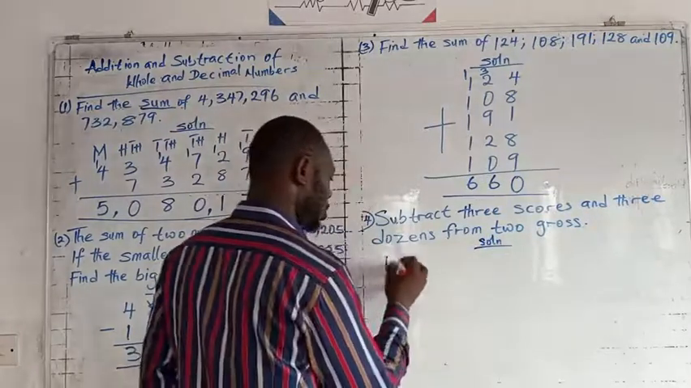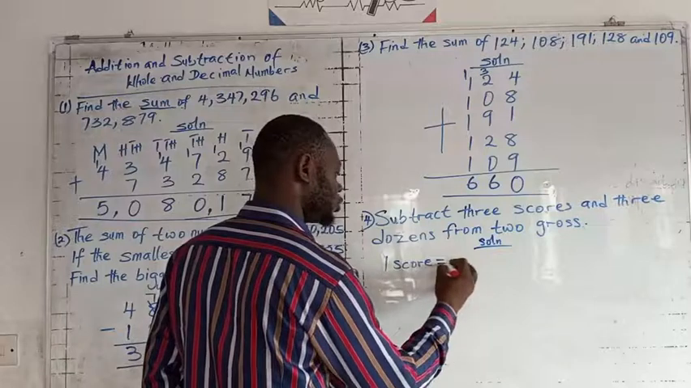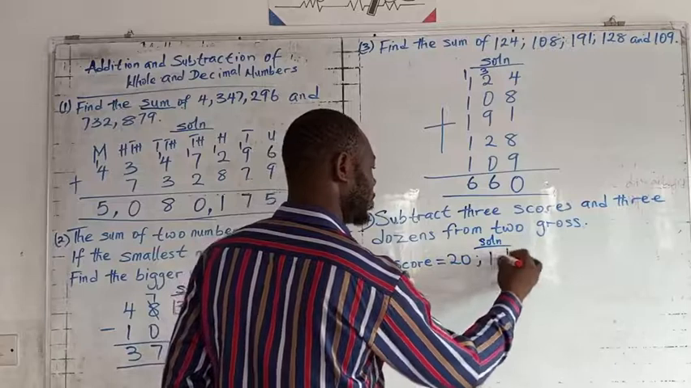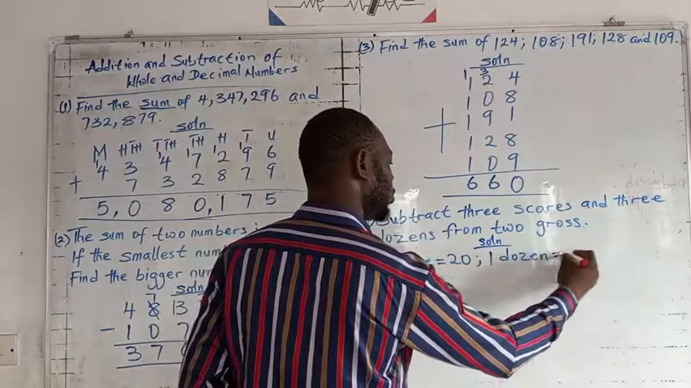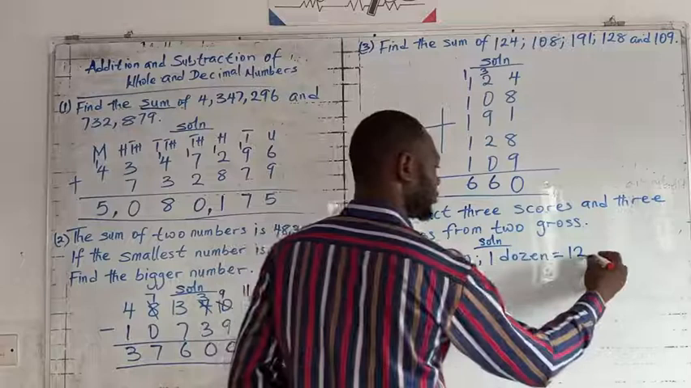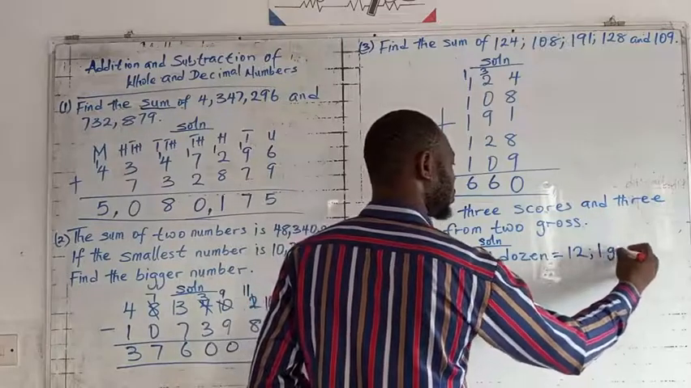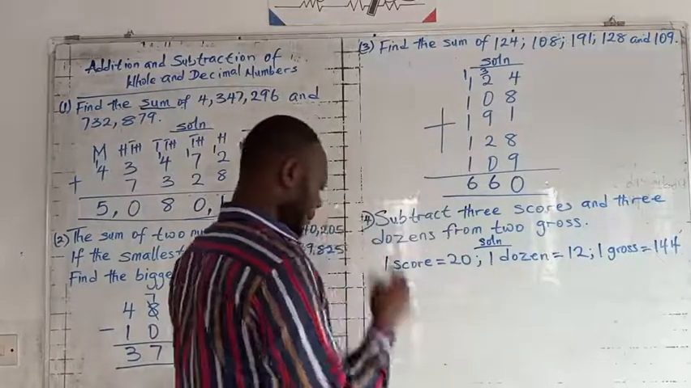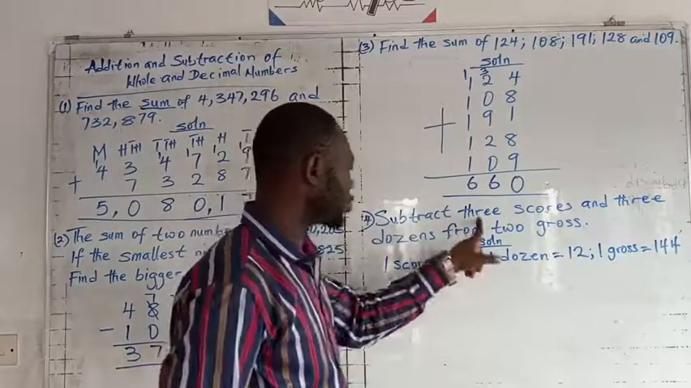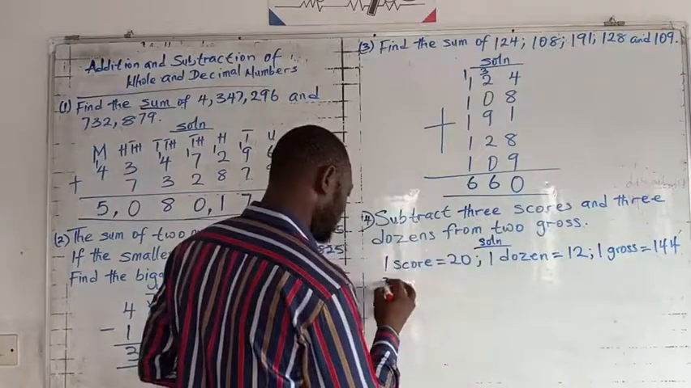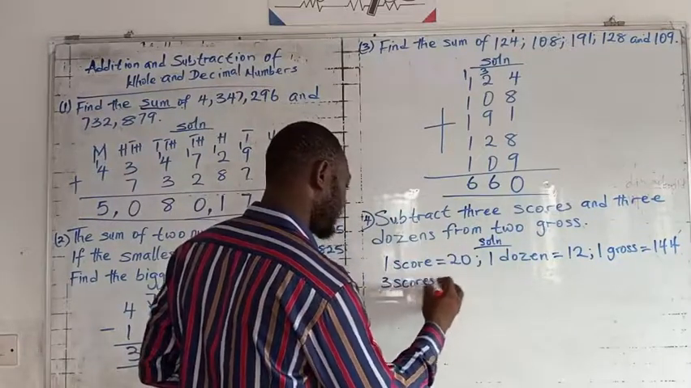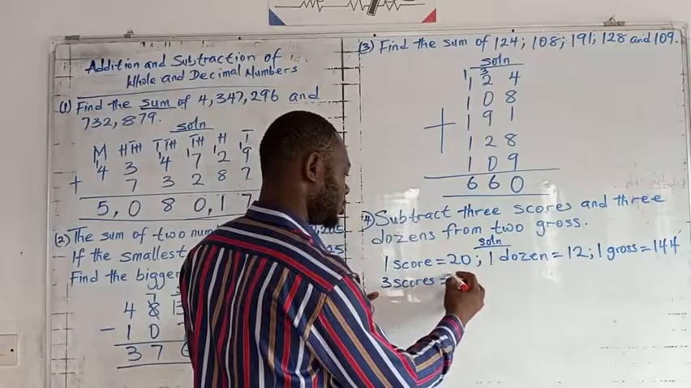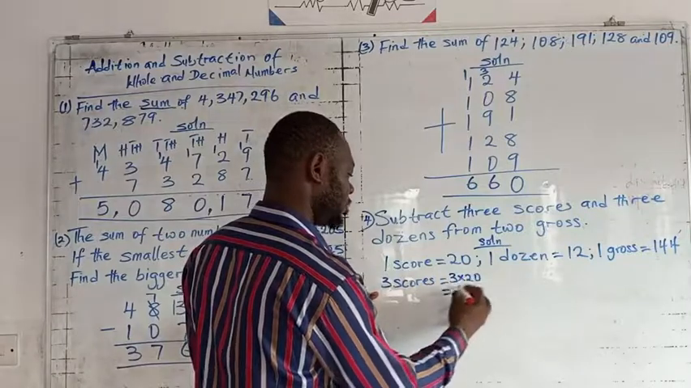Like we said, 1 score equals 20. 1 dozen equals 12. 1 gross equals 144. But in the equation, it gave us 3 scores. Meaning that 3 scores will be 3 times 20, which is 60.